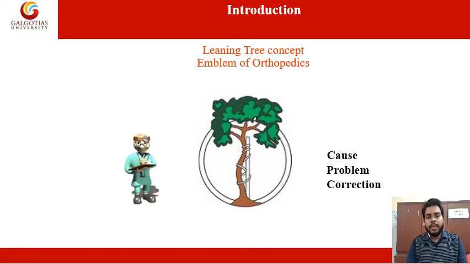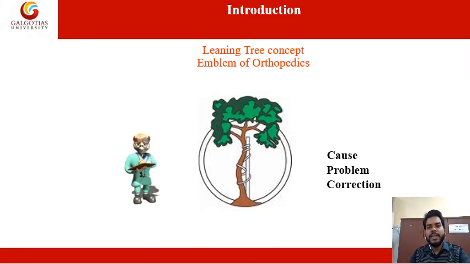So that is your scoliosis definition. What is here? The leaning tree concept, the emblem of orthopedics, means when a tree is weakened, it bends toward right or left, or forward or backward. So what we have to do is support that tree with a stake or some protection around, like a cage. Our spine resembles a tree. If the tree is weakened, it will bend. If our spine is weakened, it will bend forward or backward or right or left. So that is your leaning tree concept.